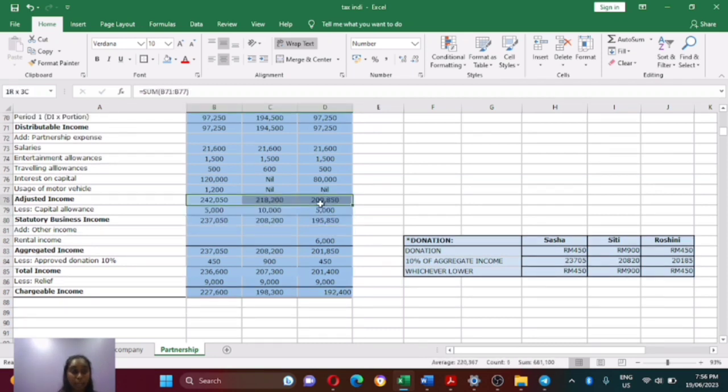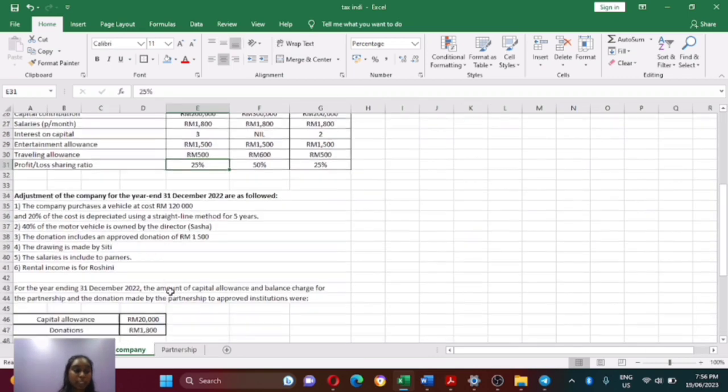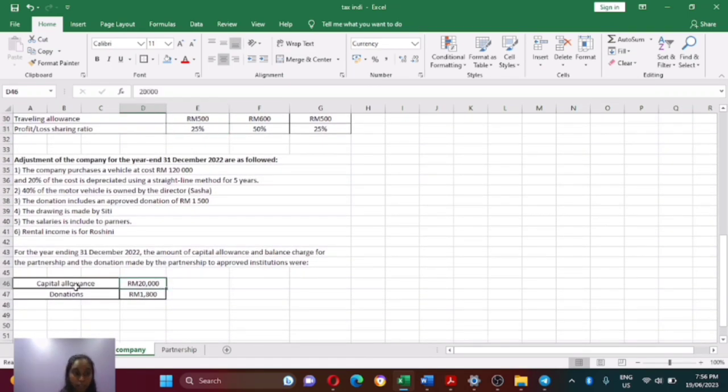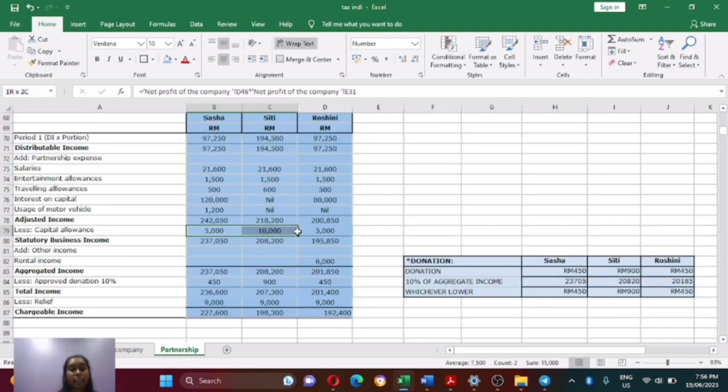After the adjusted income, we have to deduct the capital allowance. The capital allowance of the company is 20,000, and we also have a donation of 1,800. I calculated the capital allowance proportionally. Whenever we deduct the capital allowance from the adjusted income, we will get the statutory business income.